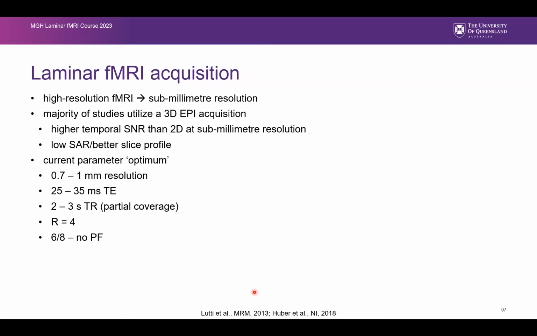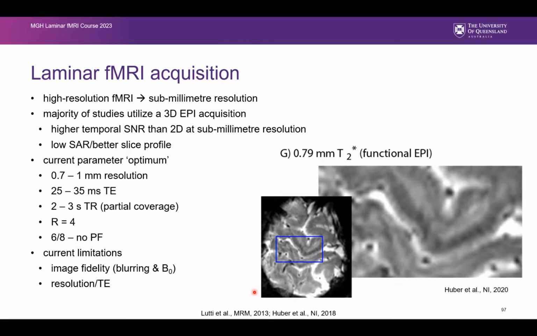As I said, the TE is not set in stone. You have some flexibility there. If you choose partial coverage, you can get your TE down to 2 to 3 seconds. Then there's the acceleration using either GRAPPA or SENSE, usually around 4. Some people use partial Fourier, some don't. Obviously, the current limitations are image fidelity, so the blurring from T2 star, and the resolution. So you can see that it's pretty cool for a 2 or 3 second image, but it's not perfect.